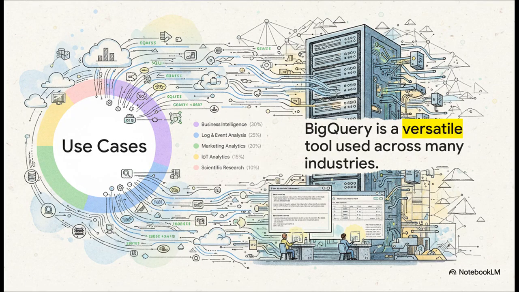So where is all this power actually being put to work? Well, pretty much everywhere you can imagine. We see it in everyday business intelligence, dashboards and reports, but it's also analyzing these enormous streams of data coming from Internet of Things devices, and it's even powering cutting-edge scientific research in places like genomics. It's just an incredibly flexible, powerful tool.